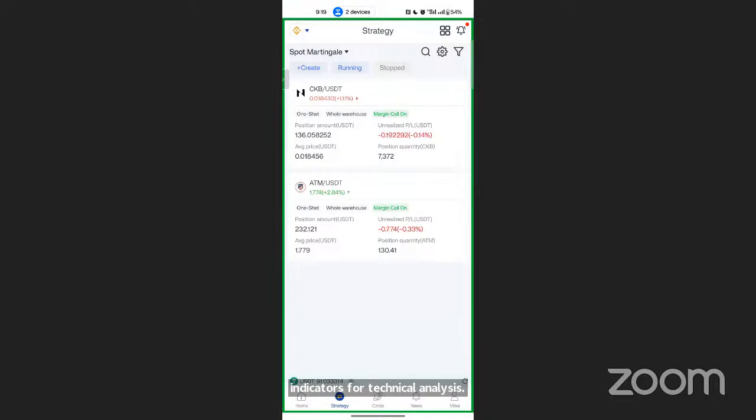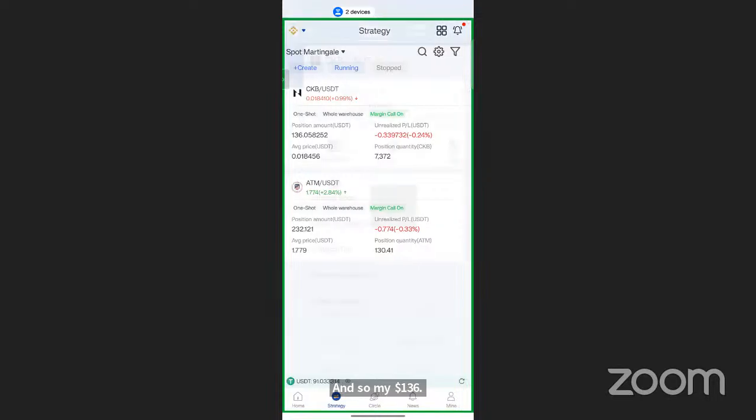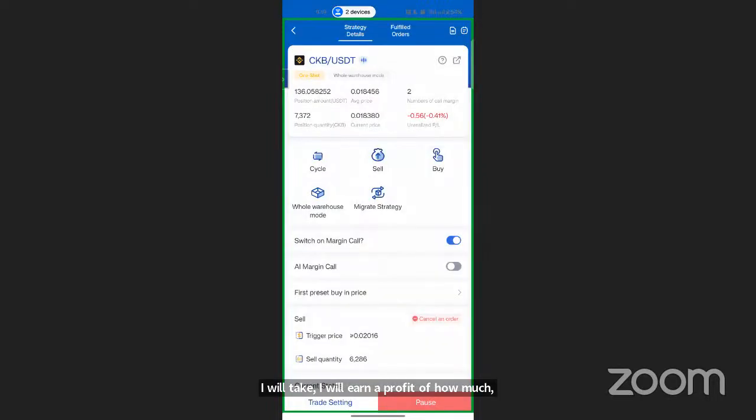And so my $136, I will earn a profit of how much? How many of you saw the profit I'm going to earn? $10. I'm going to earn $10. And I will wait for it until it hits my resistance 1. And that's when my robot will sell, and I will take my $10 back home.